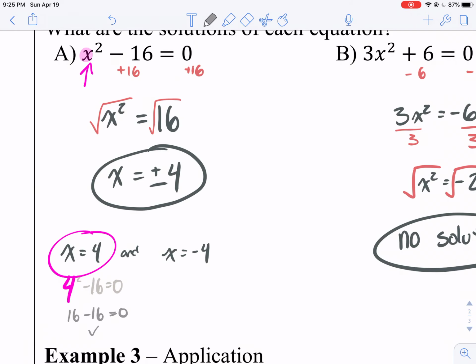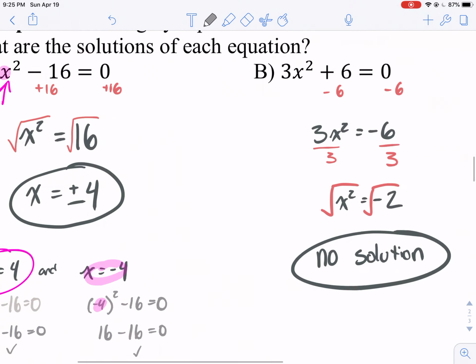Awesome. Let's check our other one. If x equals negative 4, we plug that back in, giving us negative 4 squared minus 16 equals 0, maybe? I don't know. Let's find out. Well, negative 4 times negative 4 is positive 16, and 16 minus 16. Oh, yep, that's 0 again. We did it right. Yay.